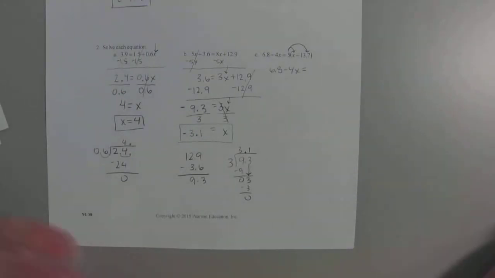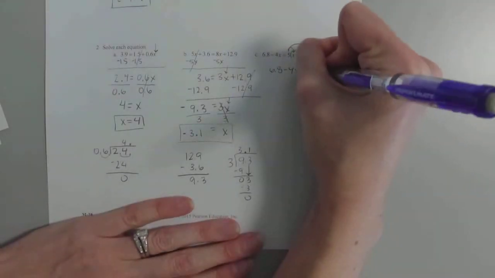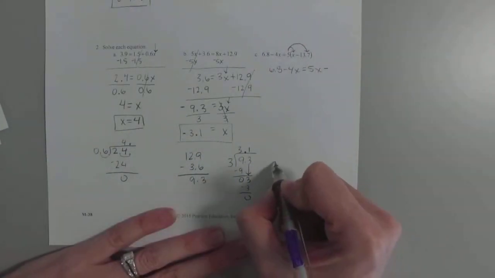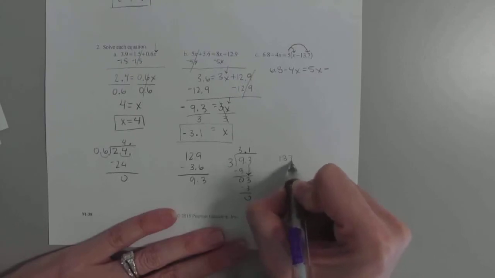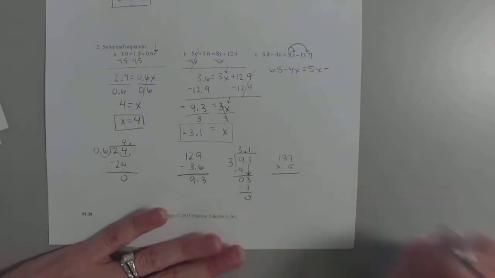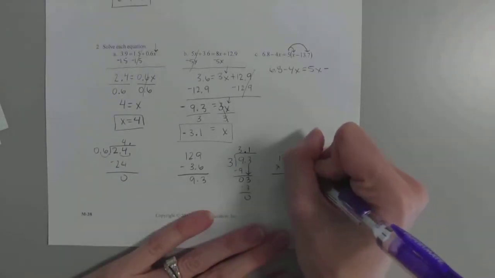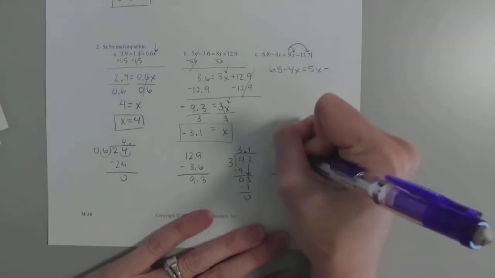Okay? What's 5 times x? Do you remember how we did that? It's 5x, right? It just goes in front of the variable. But I don't know what 13.7 times 5 is, so I'm going to come way down here in my scratch work area and do 137 times 5. And then I'll move my decimal at the end, right?